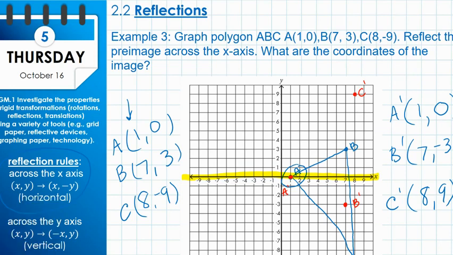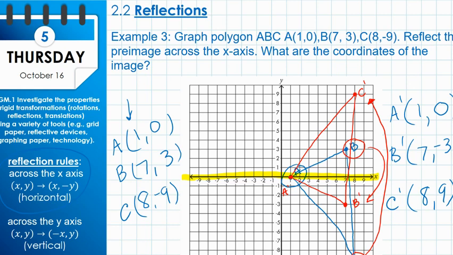So again, I'm going to plot the coordinates and connect them. What you should have noticed is what I said before. B moves to below. C moved above. And A remained in its position.